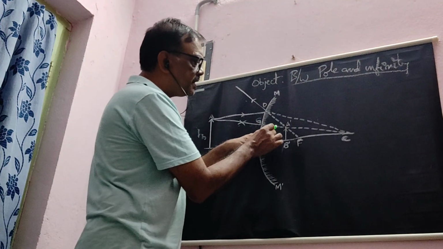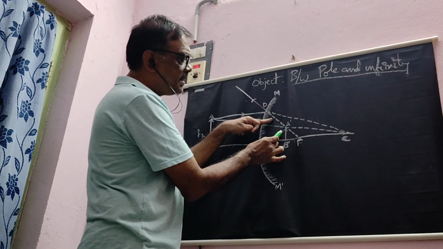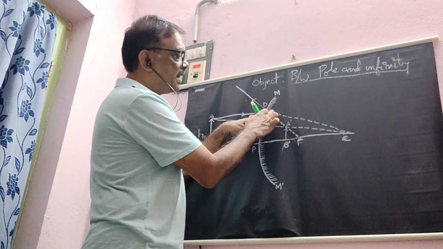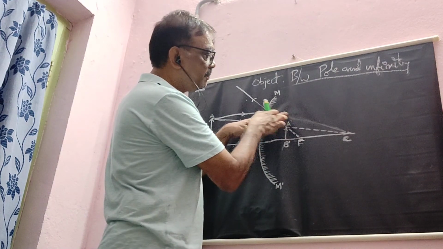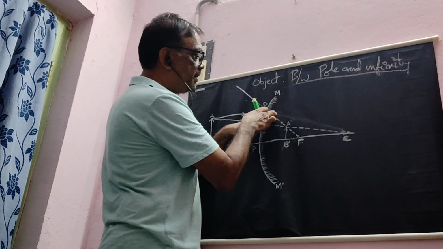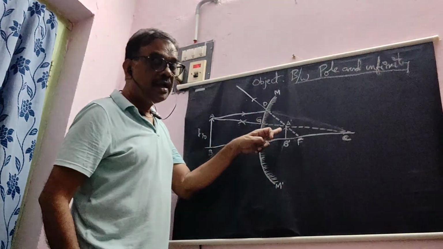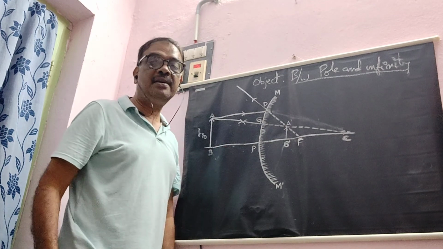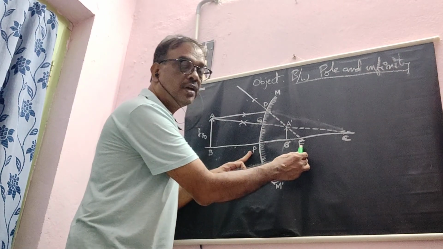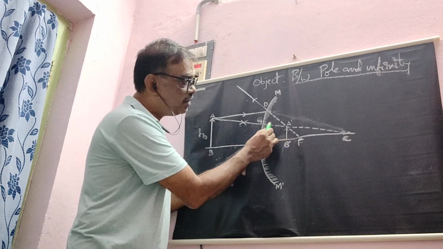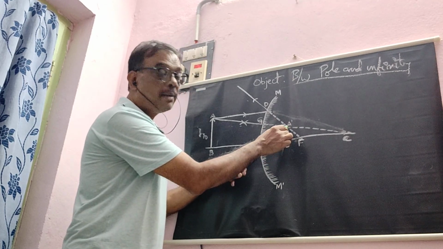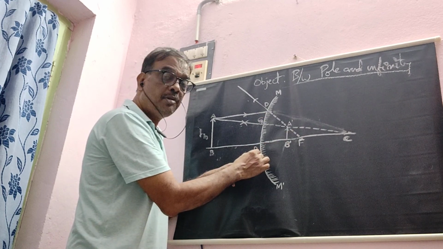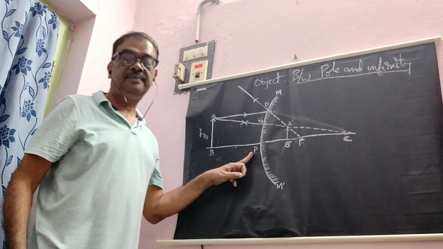So these two reflected rays, this is one reflected ray, this is another reflected ray. They appear to intersect behind the mirror between pole and focus. Between pole and focus, these two reflected rays appear to intersect at this point behind the mirror. So the image is formed between pole and focus.